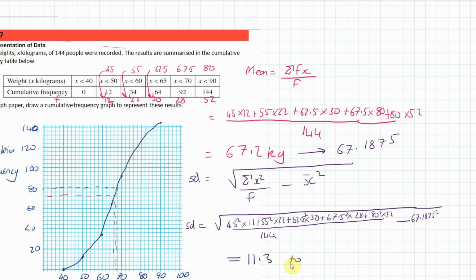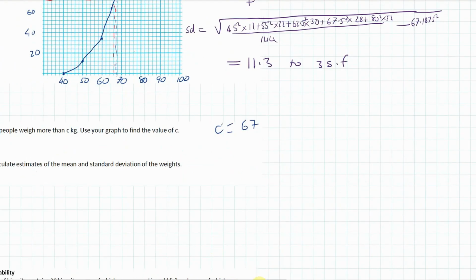11.3 to 3 SF. Now, you might be wondering, why is this an estimate? Well, because we're using the mid-interval values as the weight, because we don't know the exact values. Let's pick a category. For example, in the category under 50, we know we've got 12 items of data, but we don't know where they sit. They're between 40 and 50 kilograms, but we don't know exactly where they are, so we're making an estimate that the average of all of them is 45, and we pretend they're each 45, multiply them by 12. So that's why it's an estimate. Okay, I think that's all that we have for that question.